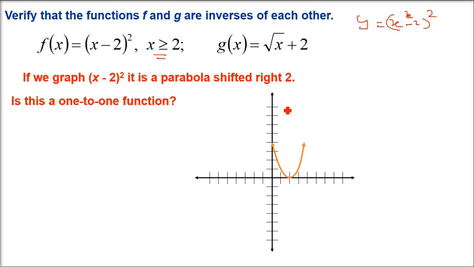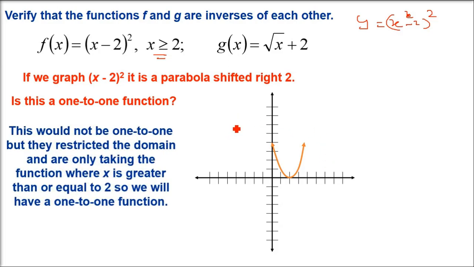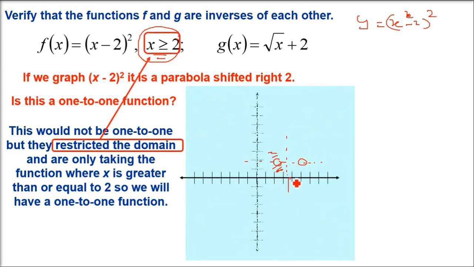Now we'll test for being one to one. When we do the horizontal line test, we see that this will not be one to one because it is going to intersect at two points. If I draw a line horizontally, it will intersect at two points. So it is not one to one. We cannot talk about inverse. But there is a domain restriction. x has to be either equal to 2 or greater than 2. So all values behind 2, we don't take.